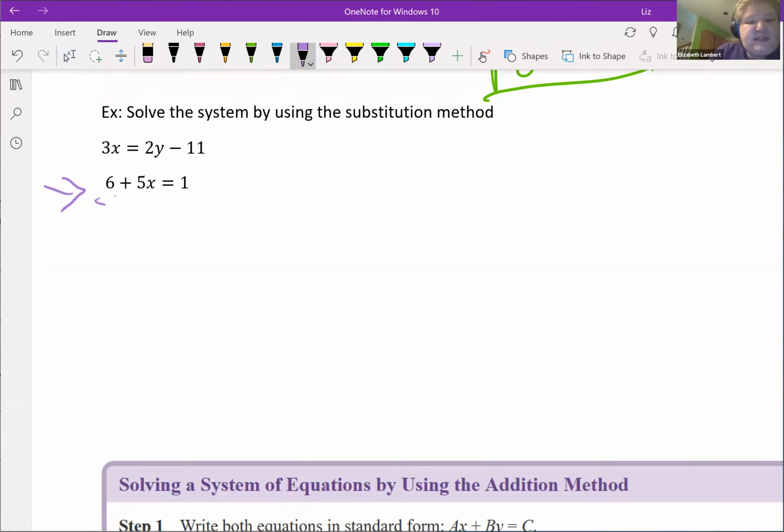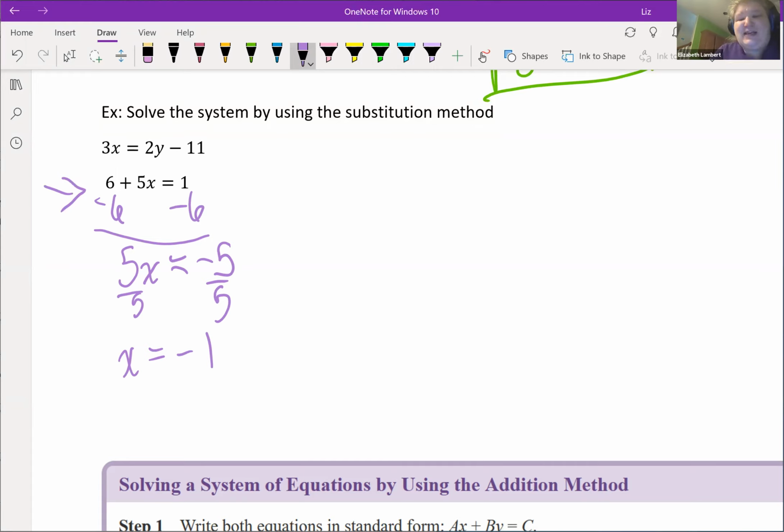So I'm going to move the 6. 5x equals -5. Divide by 5. X equals -1. So I took one of my equations and I got a variable by itself. In this case, the stuff on the other side is just a number. I have already solved half of this. I have 1/2 of the answer. And if it was multiple choice, any answer that didn't have -1 for x, I'd cross off.